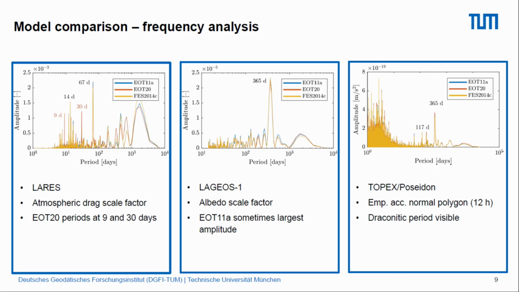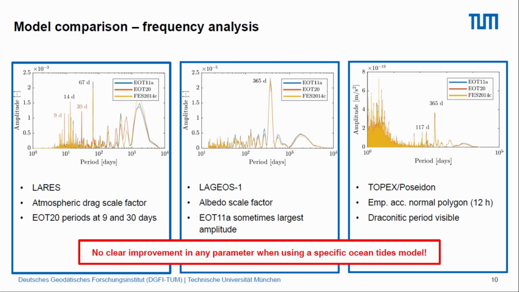For the satellite Topex/Poseidon, I can see a clearly annual signal and a signal of 170 days. And some of you might know that it's the draconitic period of the satellite. It's a very characteristic period, and it's related to the orbital parameters of the satellite. But as I already said, I cannot say because of those investigations that this model or that model is better than the others or outperforms the other models.